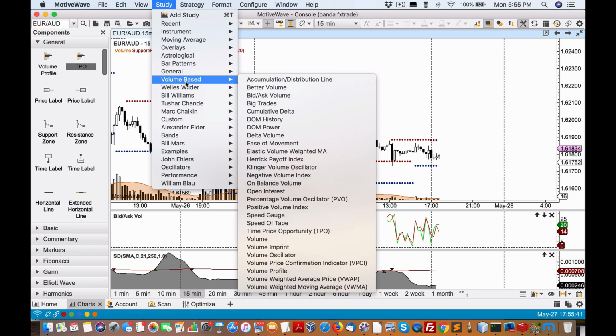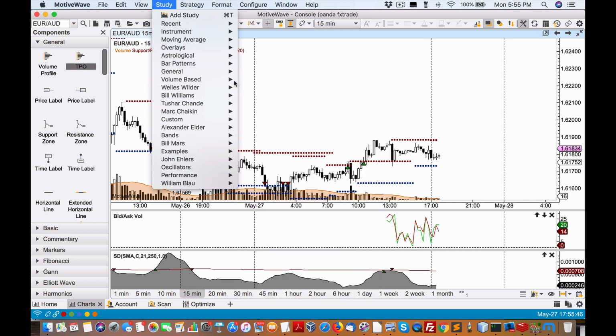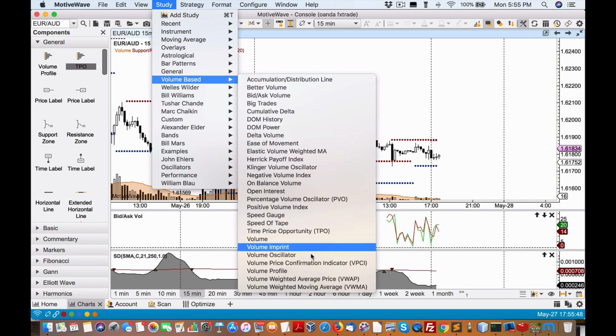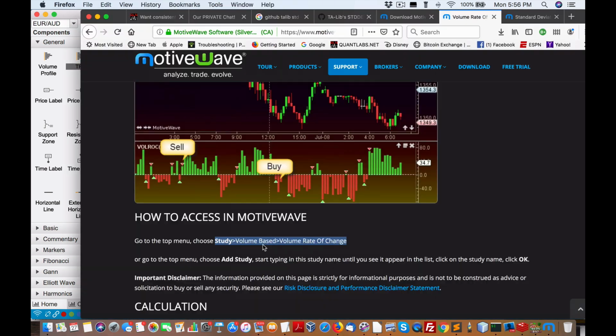Here it is. So we are looking for volume rate of change. Let's see here, volume rate of change. I'm sure it's in here. It's blind as a bat. Interesting. We don't have it. We have PVO, speed gauge. That might be something similar to what I'm looking for. But let me just see.